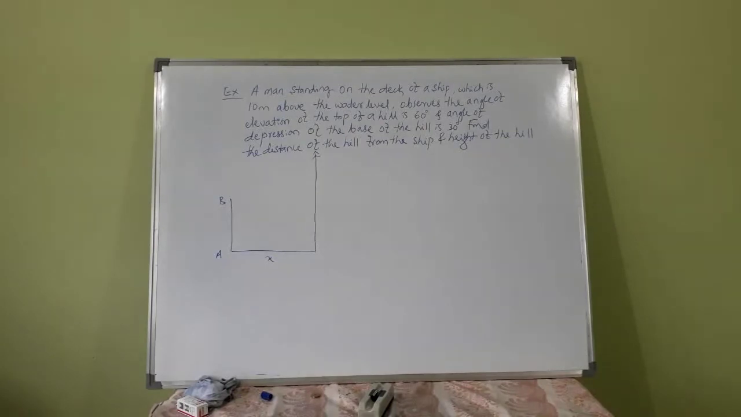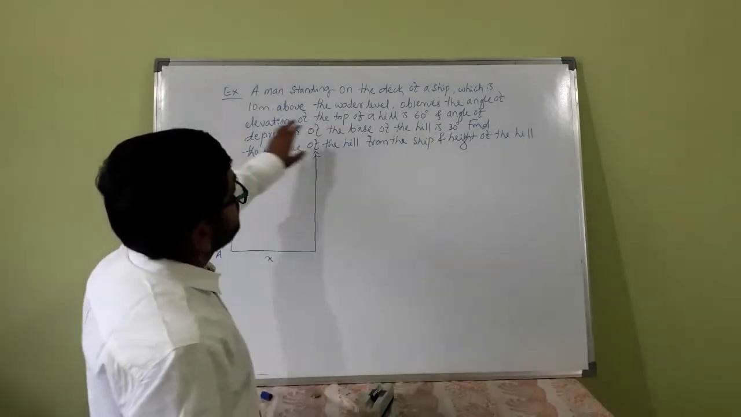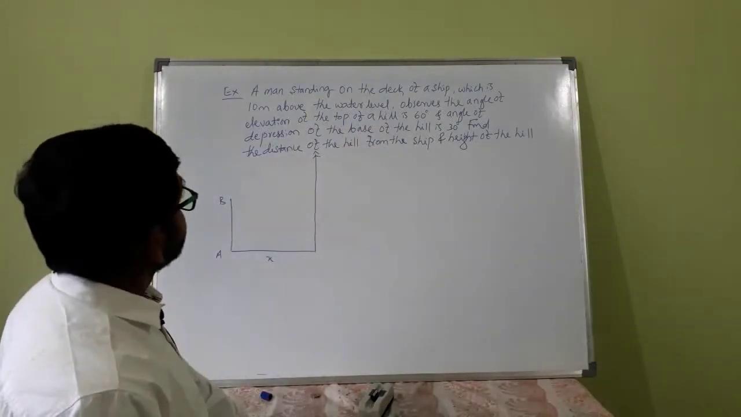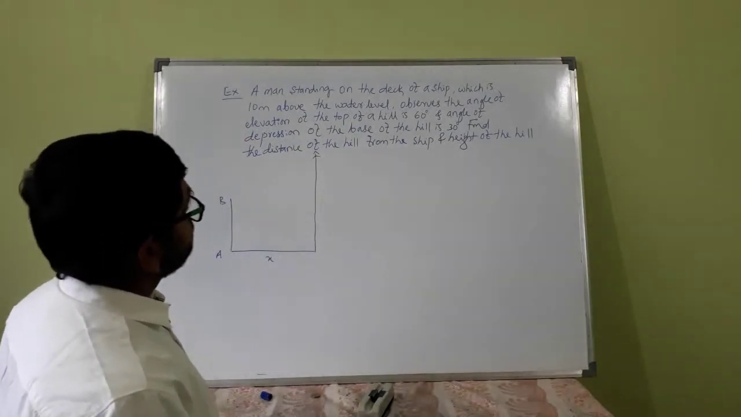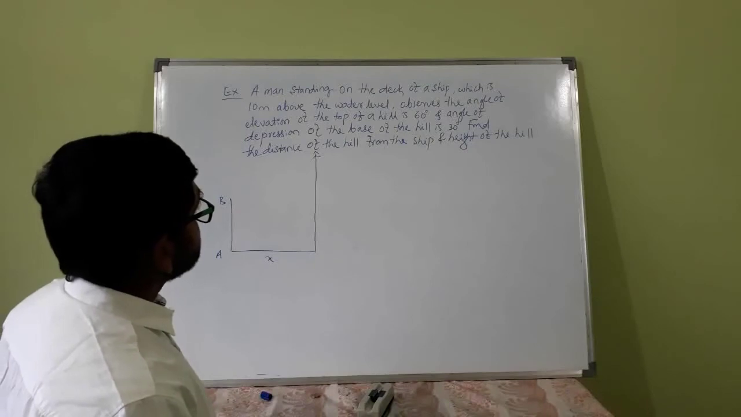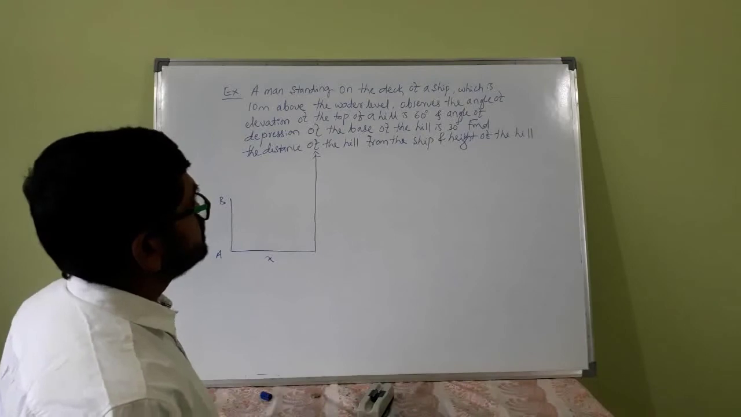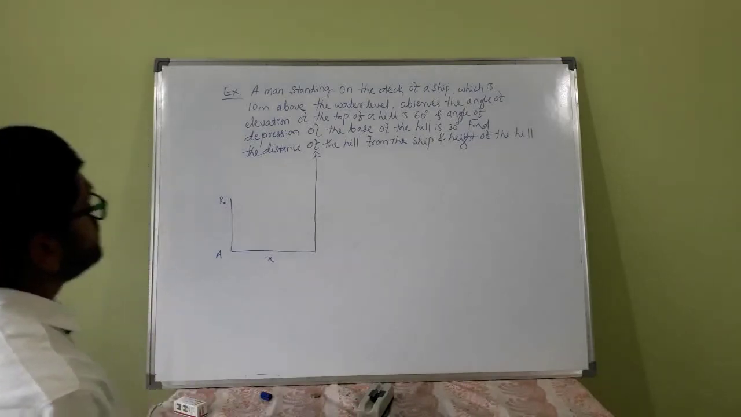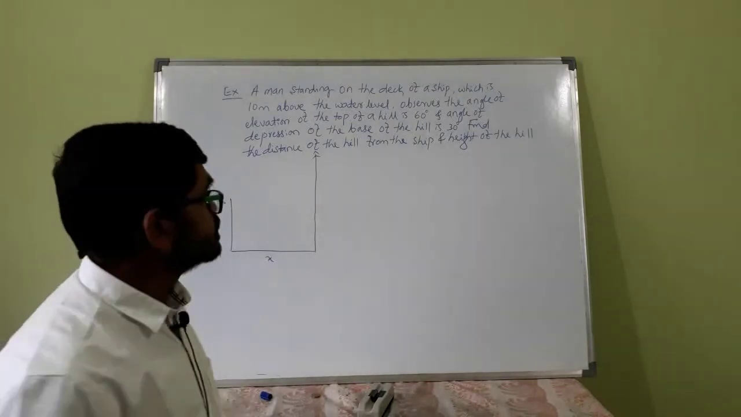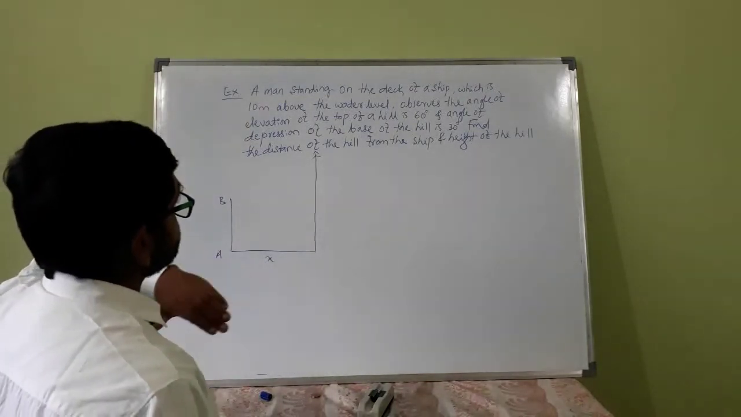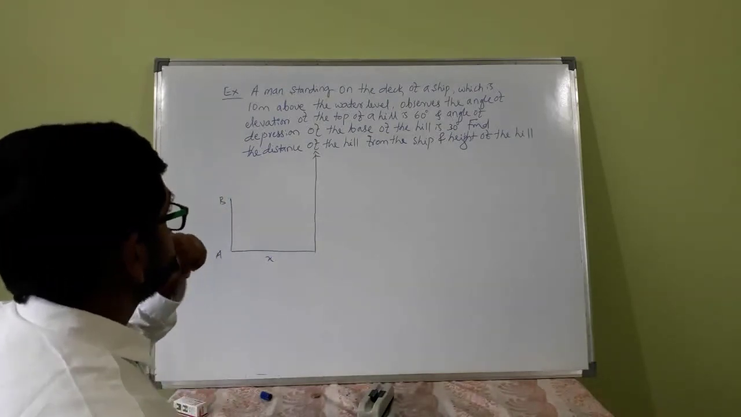Consider one more example. A man standing on the deck of a ship which is 10 meter above the water level observes the angle of elevation of the top of a hill is 60 degree and angle of depression of the base of the hill is 30 degree. Find the distance of the hill from the ship and height of the hill. You have to find the distance between ship and the hill and also the height of the hill.